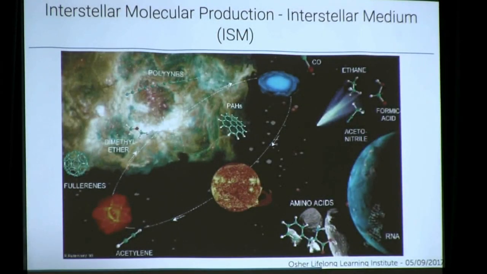Another cool thing is to bring it back closer to home. So now we're in our own galaxy, we're in the interstellar medium. And the cool thing is that we form all these different types of chemical molecules, both organic and inorganic. So you have these polycyclic aromatic hydrocarbons. They're sort of like cigarette smoke in space. We get buckyballs in space, acetylene, amino acids, ethane, formic acid, and actually, well, RNA here that's on Earth, that's on a planet. So we only know one.